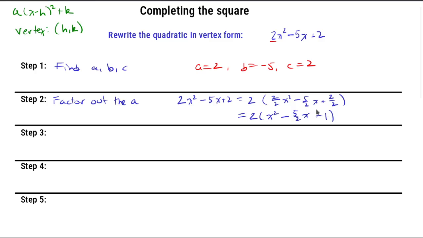And now inside the parentheses, we've got x squared by itself. That's why we factored out the a. We like completing the square when x squared is by itself without a coefficient.